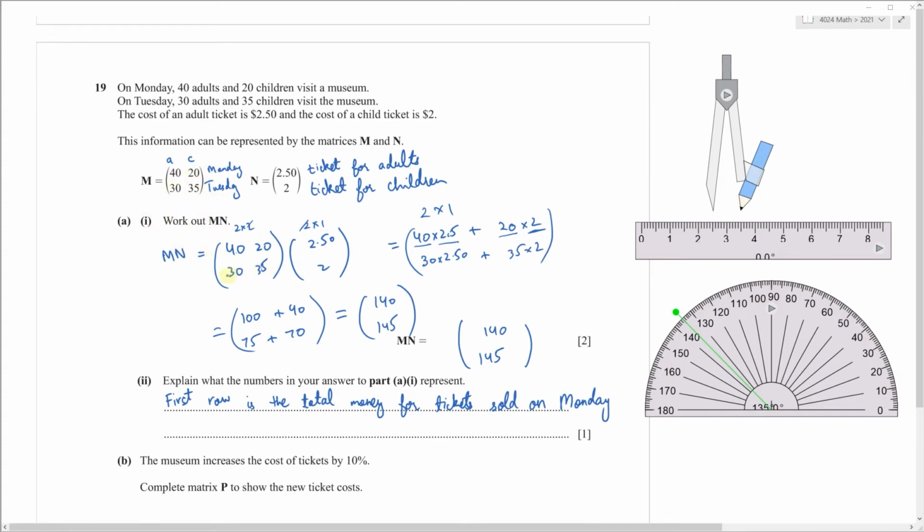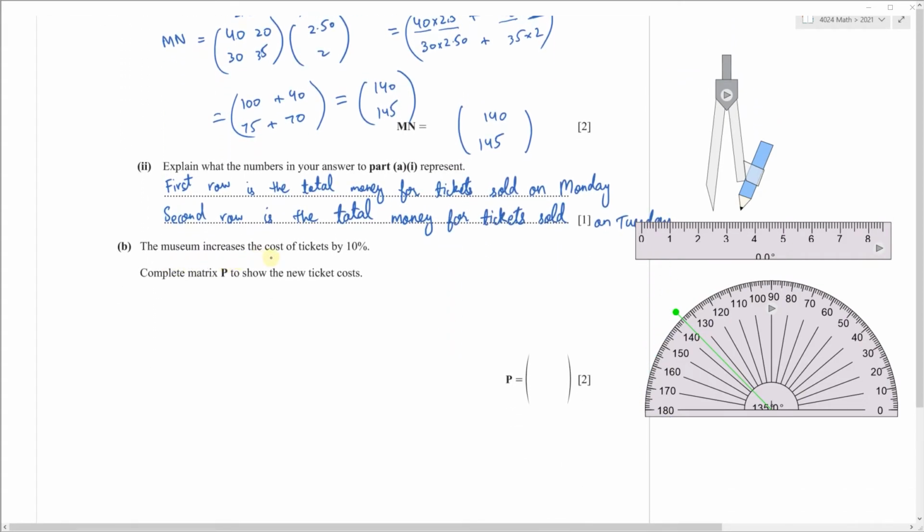And the second row is again Tuesday, number of adults, number of children, and then you are again multiplying by the price of ticket for adult and the price of ticket for child. So second row, eventually that you get 145 here. Second row is the total money for tickets sold on Tuesday. So this is what your matrix M times N represents.